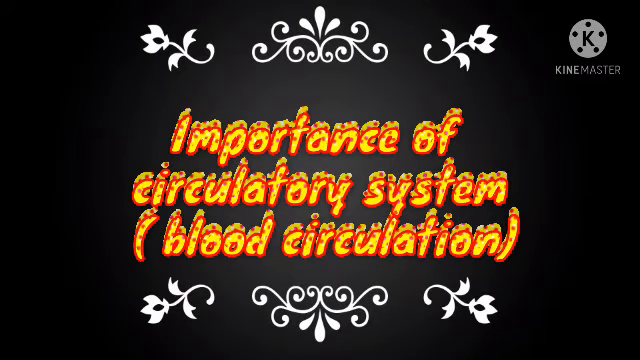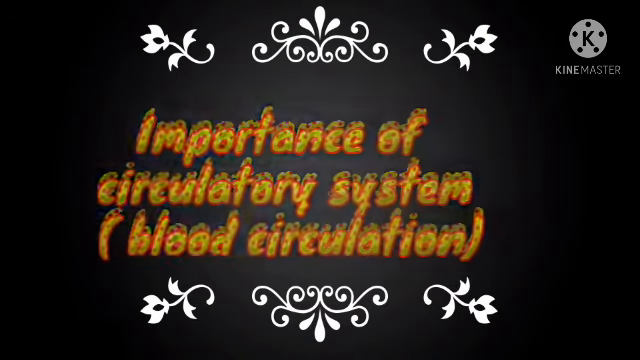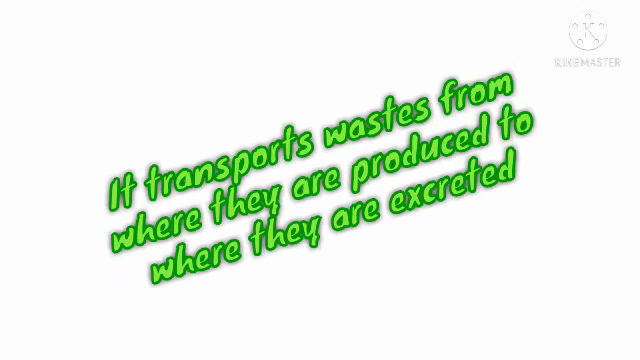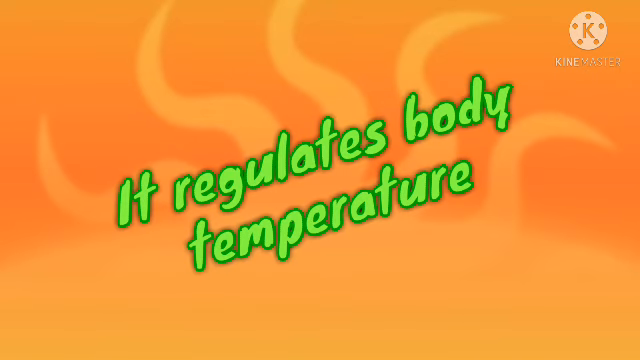You have seen how blood circulation takes place. Now let's look at the importance of the circulatory system, that is, blood circulation. It supplies oxygen and nutrients to the cells of the body. It transports wastes from where they are produced to where they are excreted out of the body. It also helps to regulate body temperature.